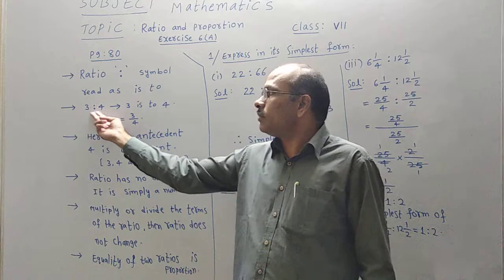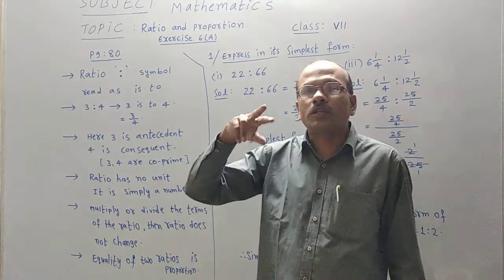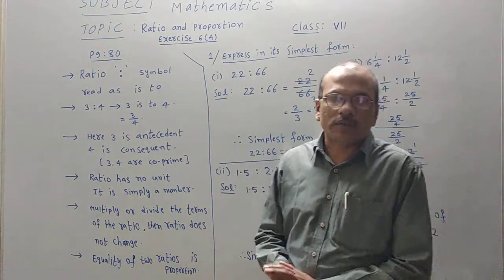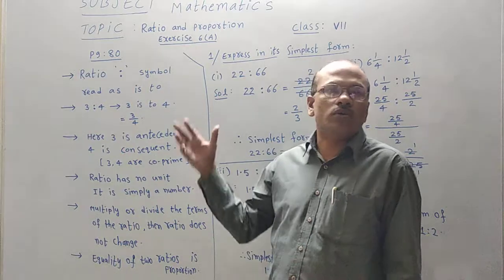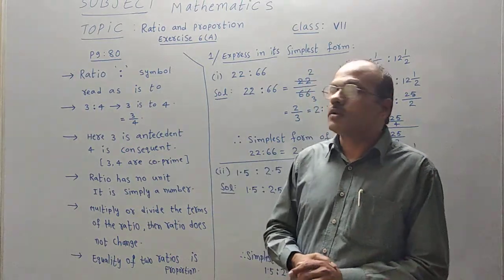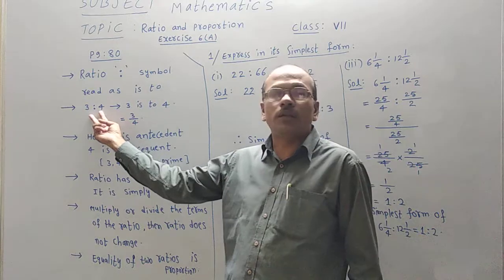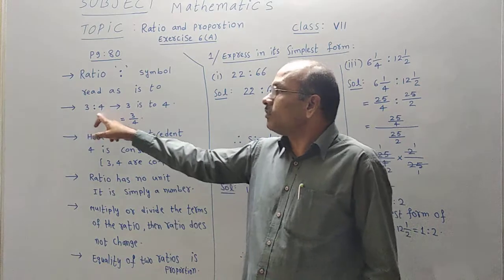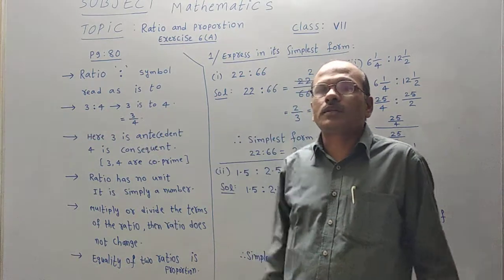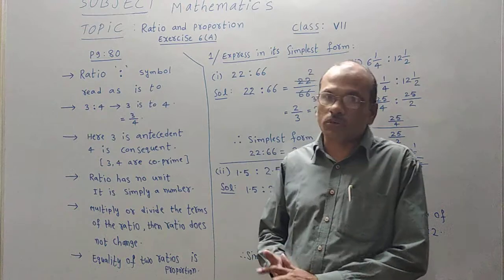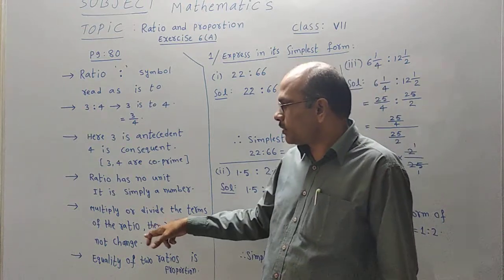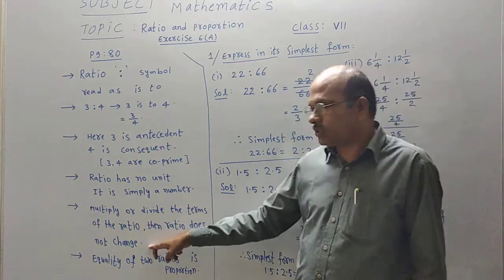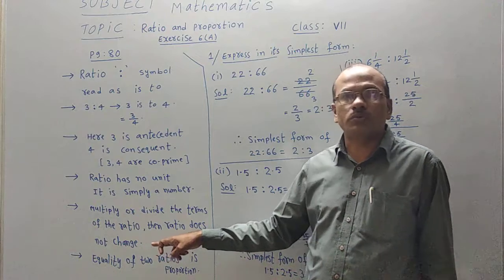If at all we divide both the terms of the ratio by any non-zero number, then also it will not give any difference when we compare from the first ratio to the result ratio. That means either you multiply both the terms of the ratio with the same number, or you divide both the terms of the ratio by the same non-zero number, then the result will not change from the given ratio. It shows this point only: multiply or divide the terms of the ratio, then the ratio does not change. That is the information we have to understand.